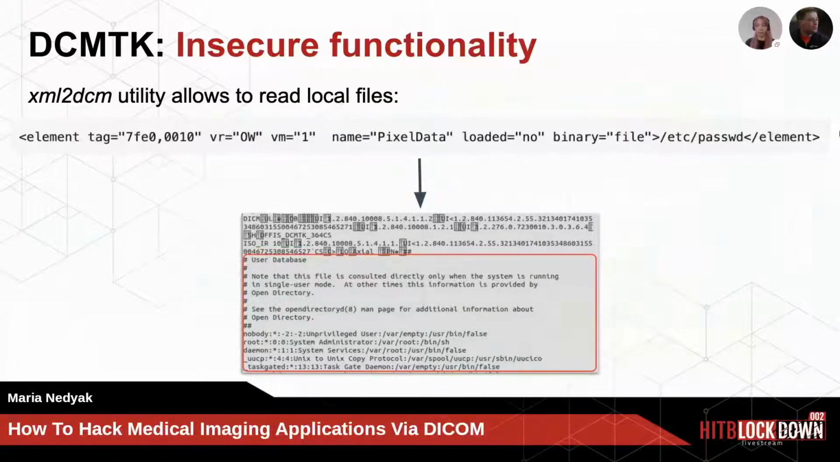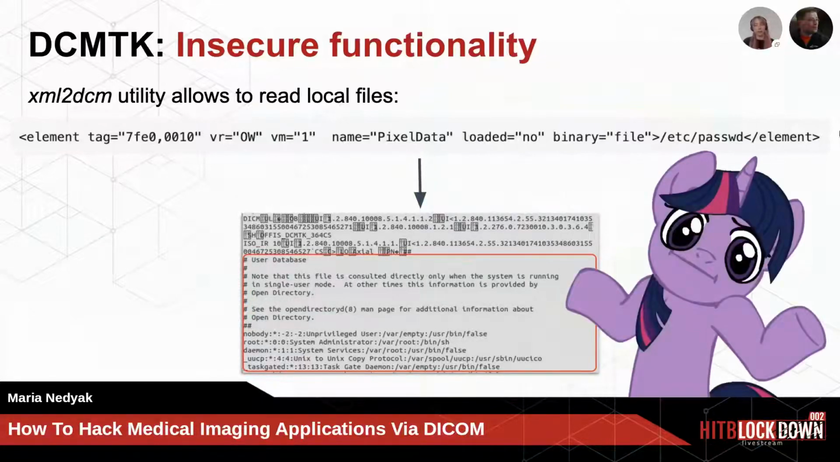And by the way, the XML to DCM parser, which was vulnerable to XXE attack, also has functionality for reading any local files. The idea is the same as with XXE. You just create a file with the tag pixel data and put the name of a local file, and in the resulting file you will see the etc passwd contents, for example. Also, this parser doesn't have any keys or parameters to disable this functionality, and the vendor doesn't consider this a vulnerability.